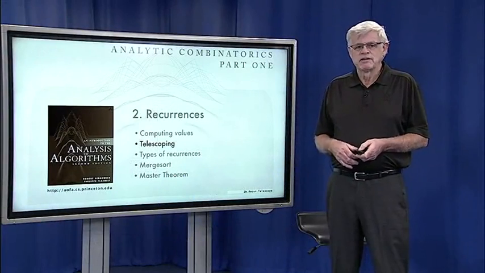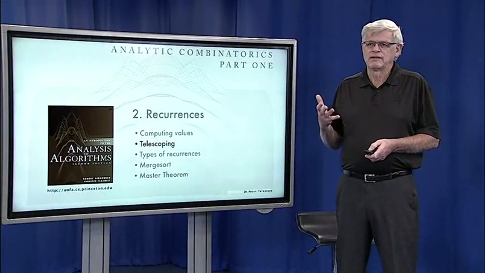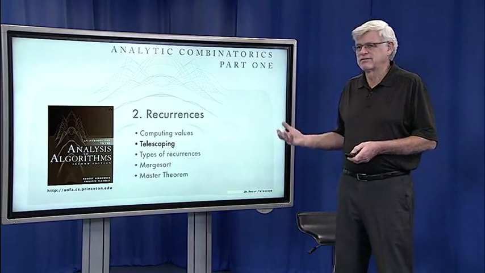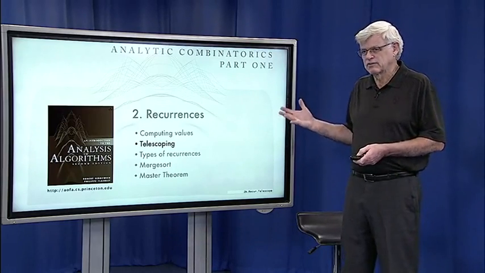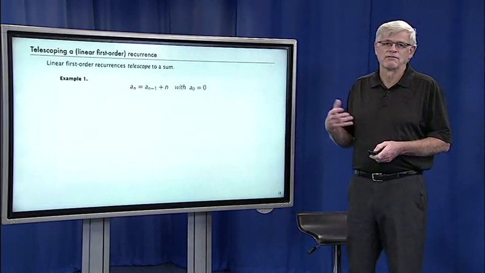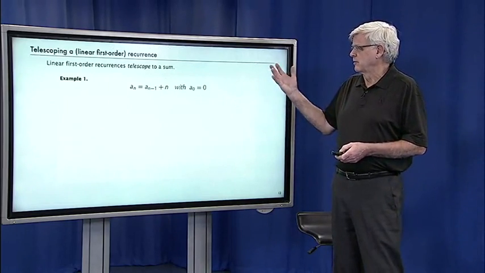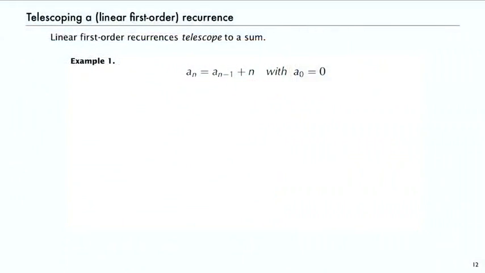Okay, now we're going to talk about telescoping a recurrence. That's a basic technique for solving recurrences, so let's get into general techniques for solving a recurrence. This type of recurrence is called a linear first-order recurrence. That means that the coefficients are constant and there's only one term on the right-hand side.